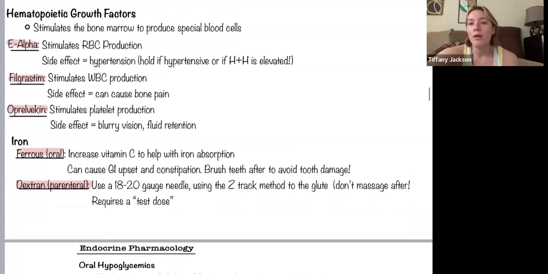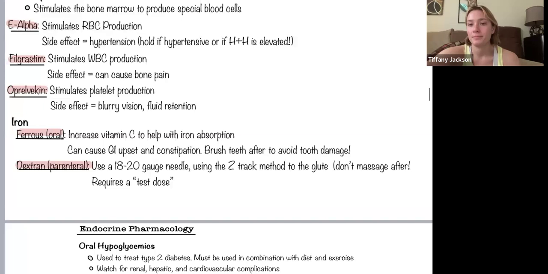For iron, we can give an IV iron infusion or even an oral iron infusion. It's important that we tell the patients to increase vitamin C in the diet because that actually helps with iron absorption.